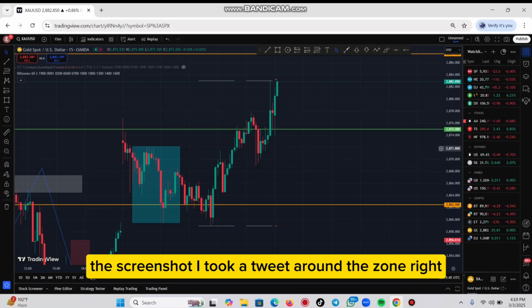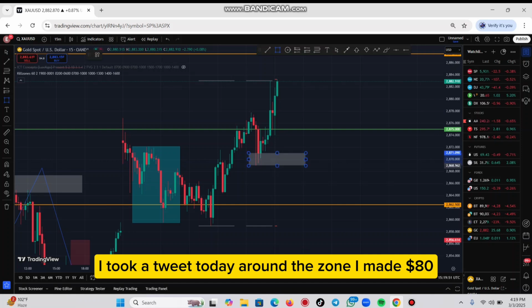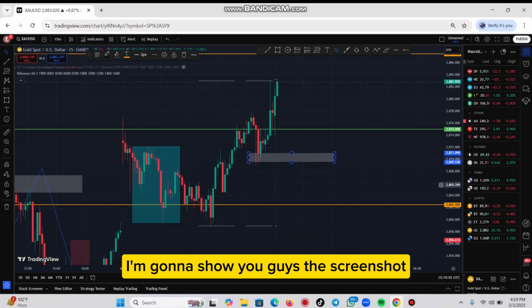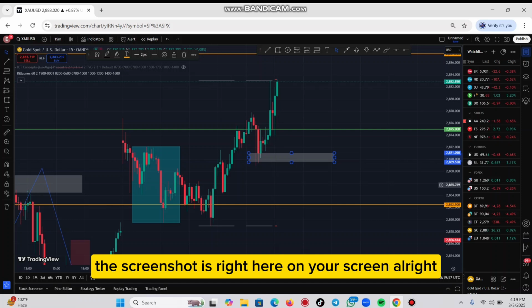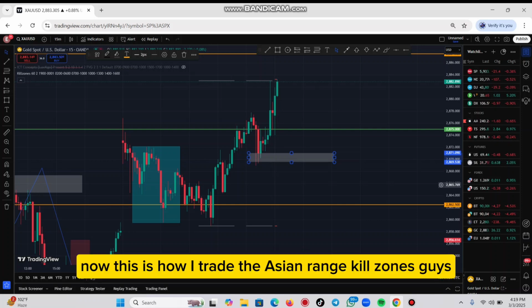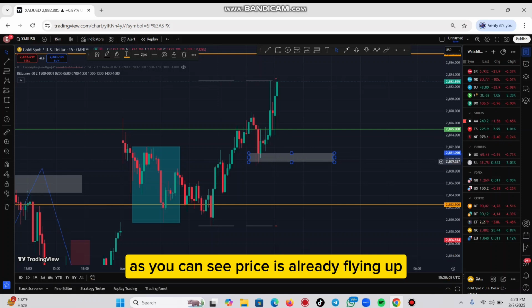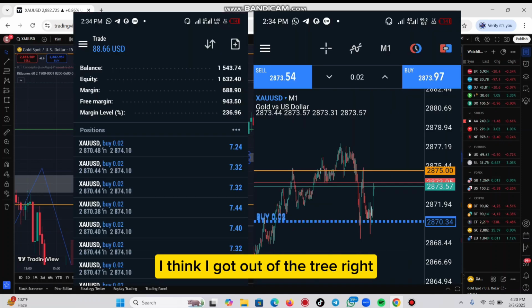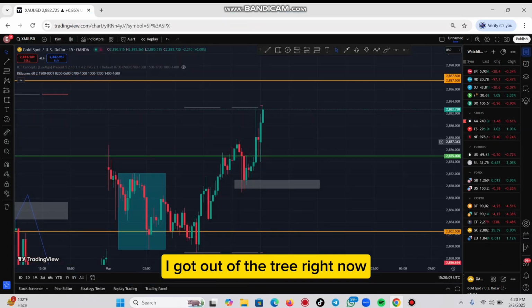I'll show you guys the screenshot. I took a trade around this zone. All right, I took a trade today around this zone and made $80. I'm going to show you guys the screenshot. The screenshot is right here on your screen. All right, now this is how I trade the Asian range kill zones, guys. As you can see, price is already flying up. I think I got out of the trade, right? I got out of the trade, right?